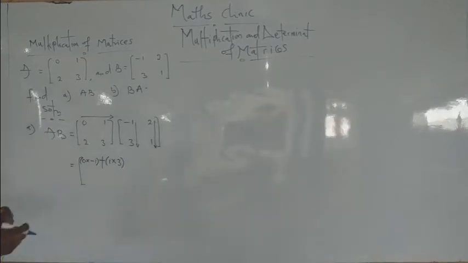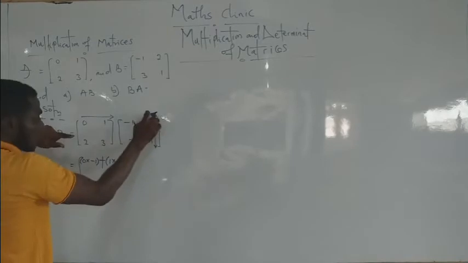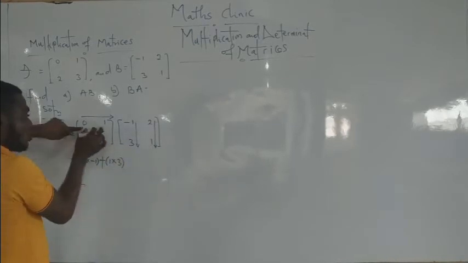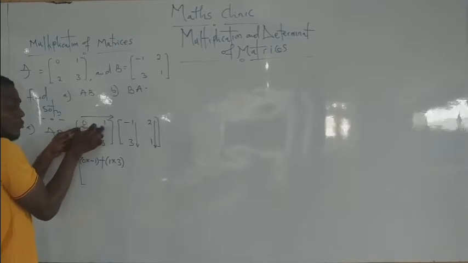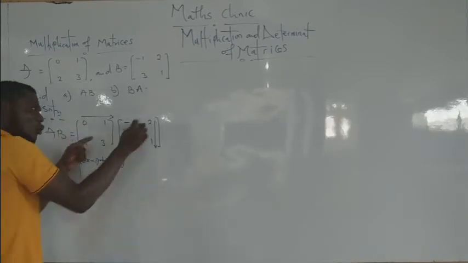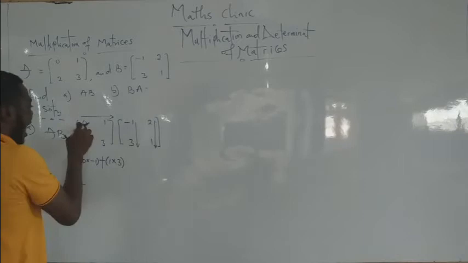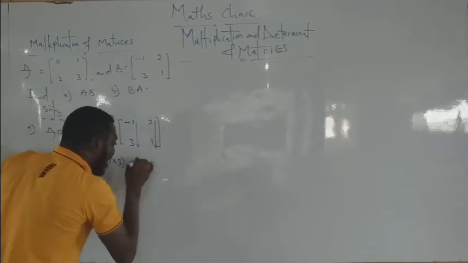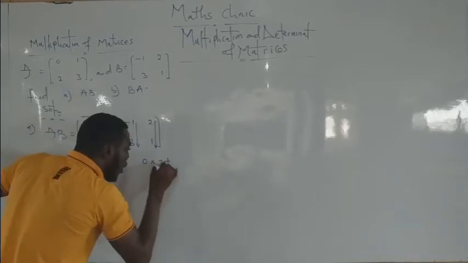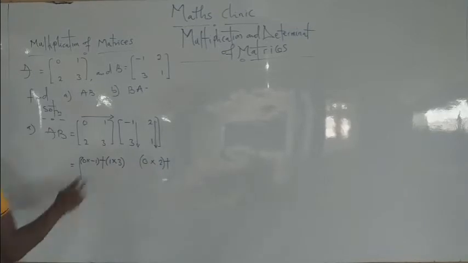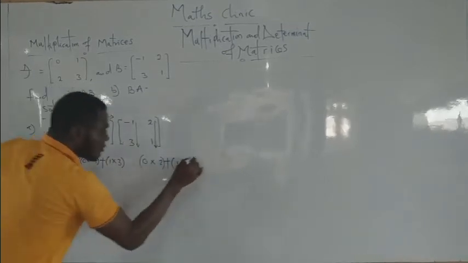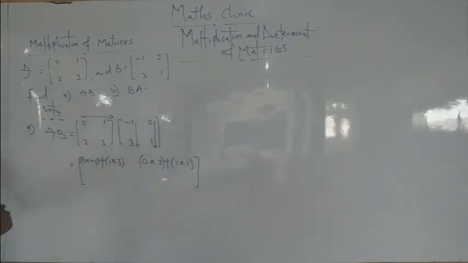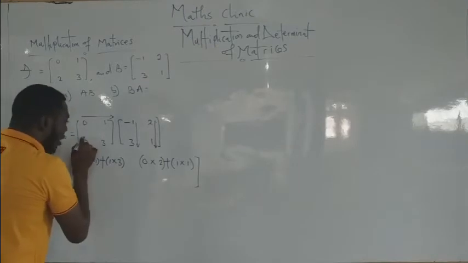It's your choice. Okay? So move to the second column, using that same row, the first row, to multiply the second column. And that becomes 0 times 2 plus 1 times 1. Do you understand that?